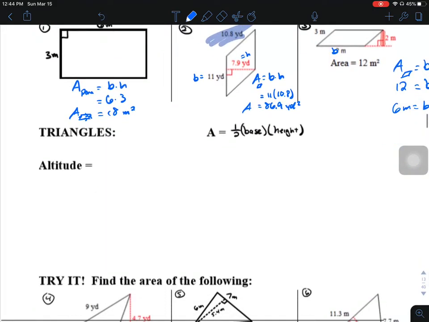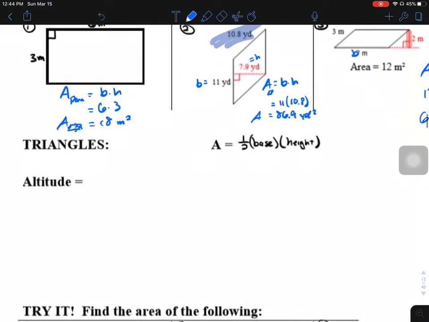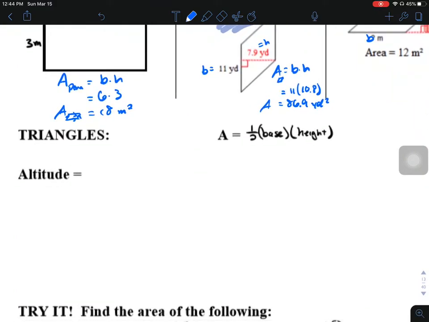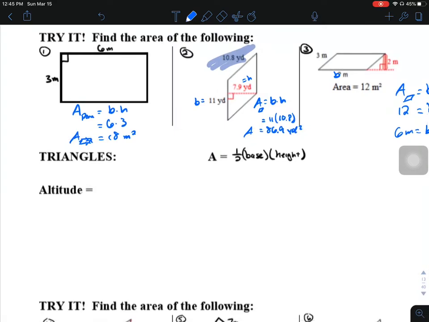Now let's discuss triangles. The area of a triangle is 1/2 the base times the height, and that is because if you put 2 triangles together, you're always going to get a parallelogram. So it stands to reason that a triangle has half the area of a parallelogram.